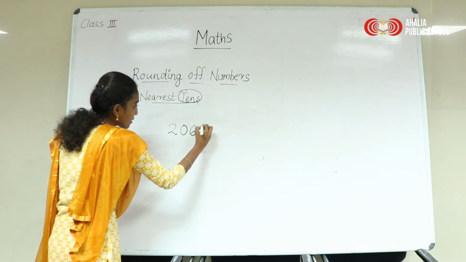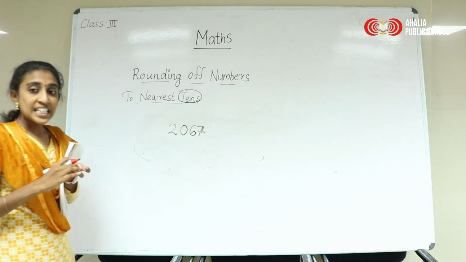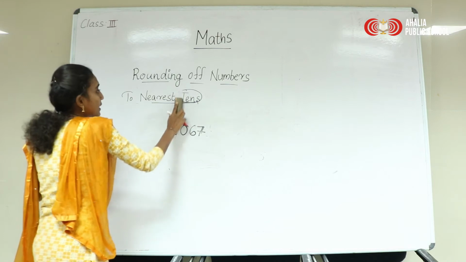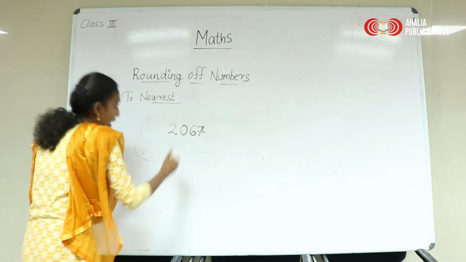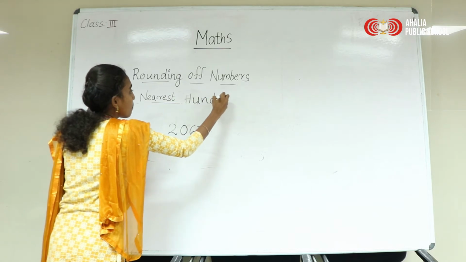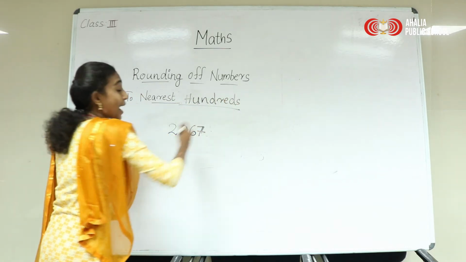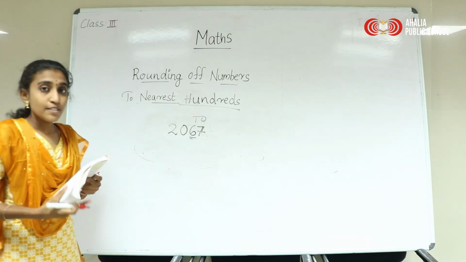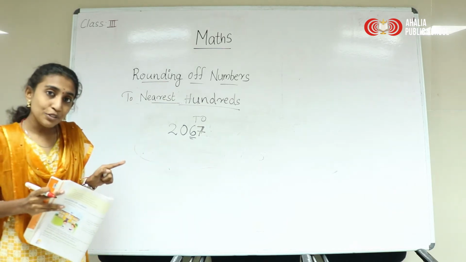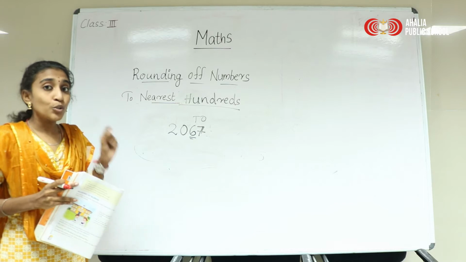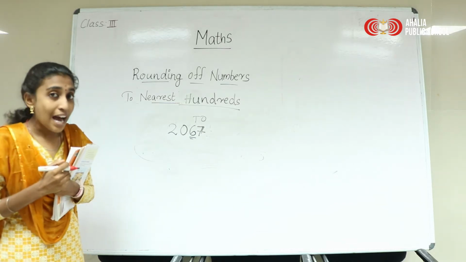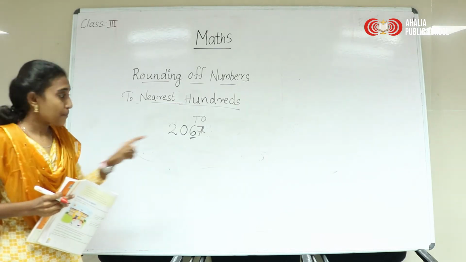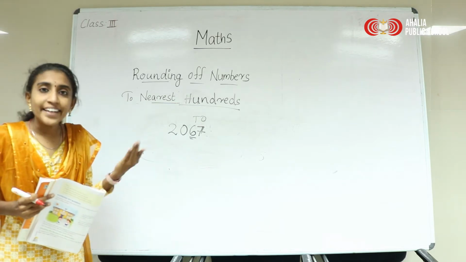2067. Okay, children. So here you have to round the number to the nearest hundreds. So you have to check the number in the tens place. Check whether the 6 is equal to 5 or greater than 5. To round up a number, we have to check whether the number in the tens place is equal to 5 or greater than 5. Here it is 6. 6 is greater than 5.